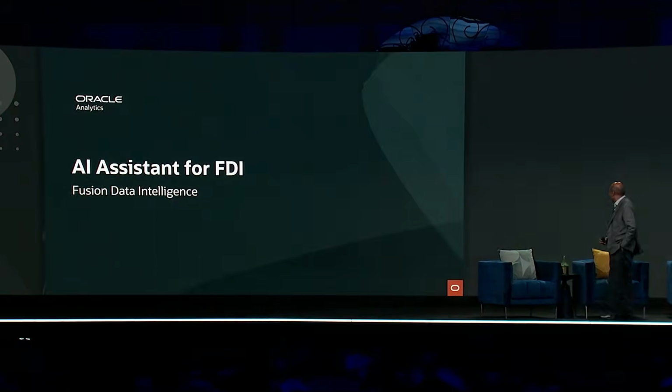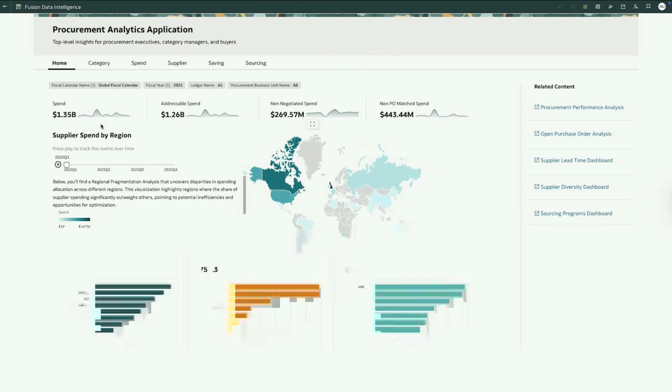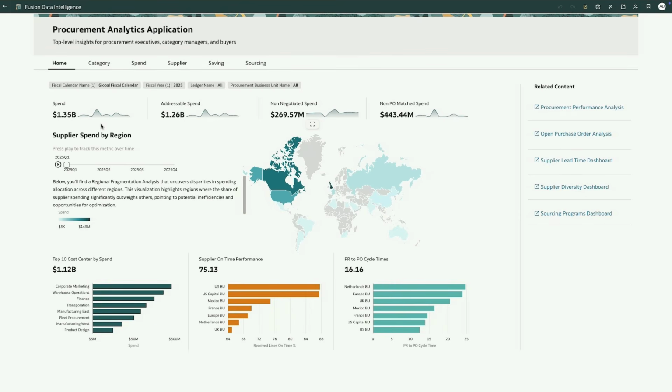Alex, a procurement director at an electric appliances company, is always seeking profitable growth. With Fusion Data Intelligence, he uses AI-driven insights to uncover savings, evaluate supplier performance, and increase compliance. Alex logs into the Procurement Analytics application in Fusion Data Intelligence. Alex sees a complete view of spend. At the top, it shows a total spend of $1.35 billion in the fiscal year 2025.